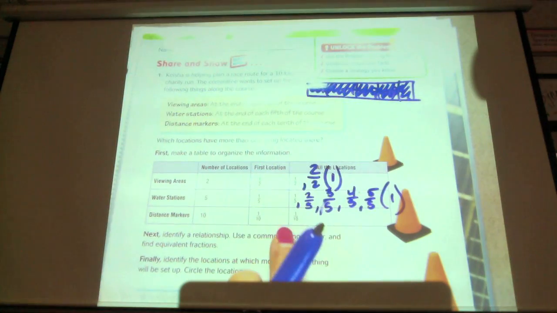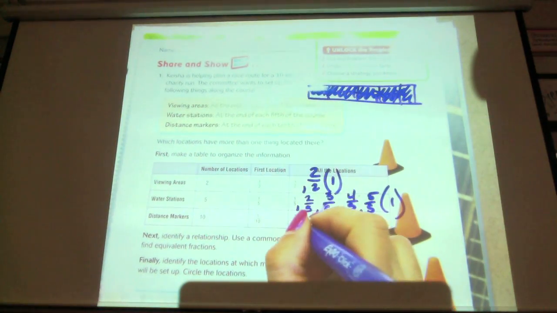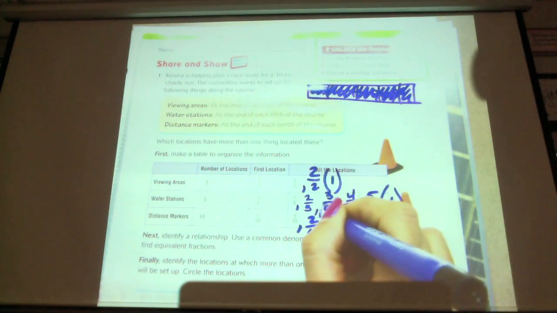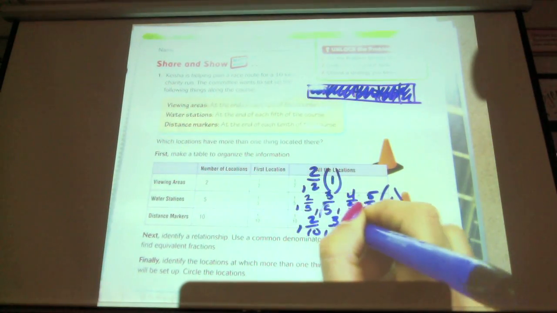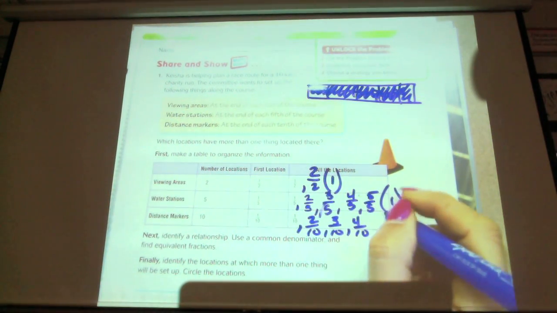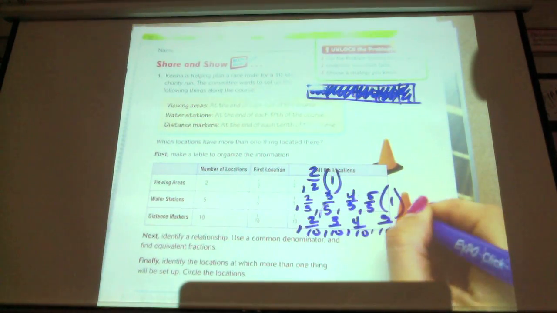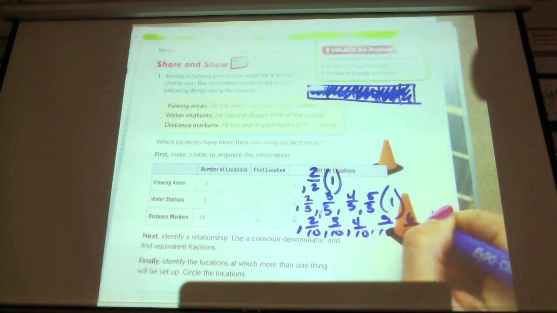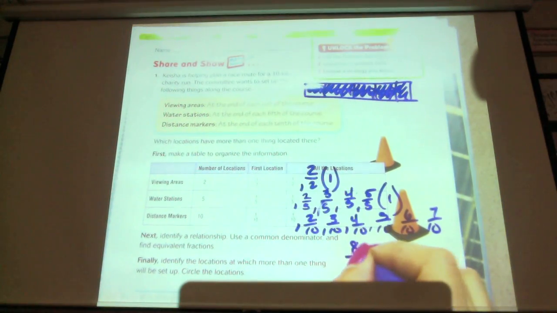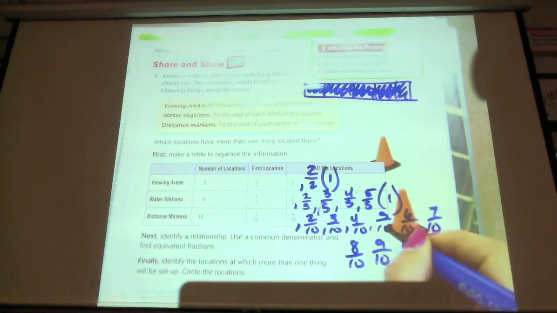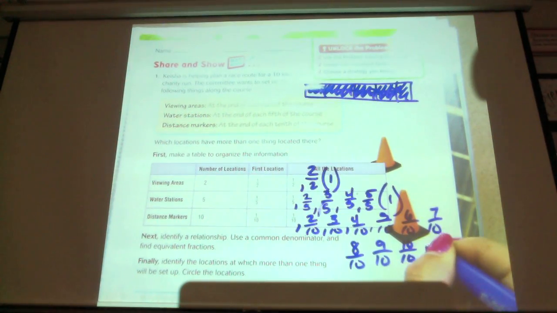Now looking at tenths. The first one's at 1/10, and then 2/10, 3/10, 4/10, 5/10, 6/10, 7/10, 8/10, 9/10, 10/10. 1 whole. Okay.